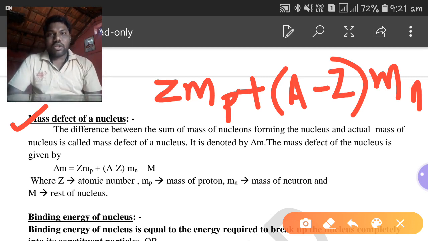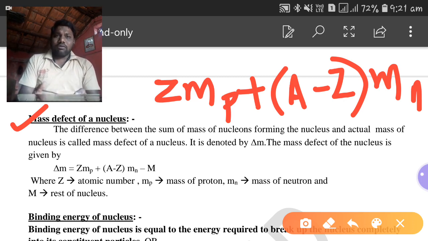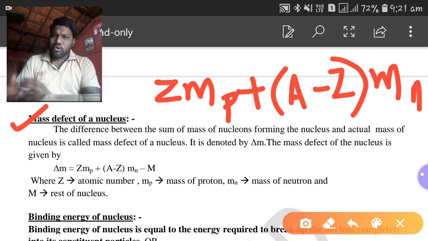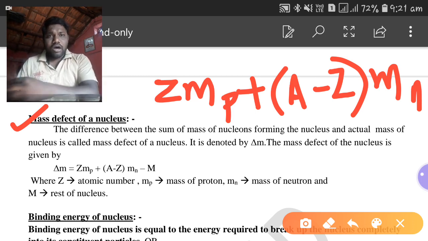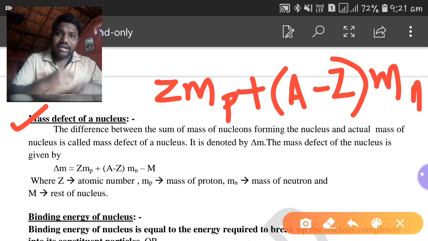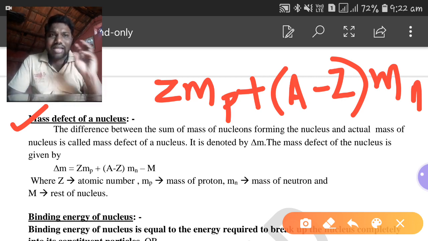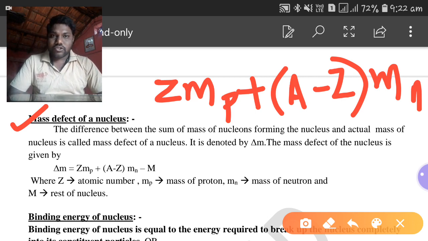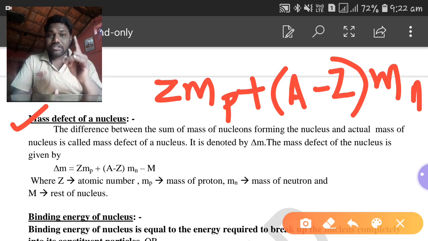In another way, instead of taking the masses of nucleons, we directly measure the mass of the nucleus. We will not concentrate on how many protons and neutrons there are, and will not multiply the proton number with the mass of proton and the neutron number with the mass of neutron, but directly take the mass of the nucleus. So in both procedures, we are measuring the mass of a nucleus only.